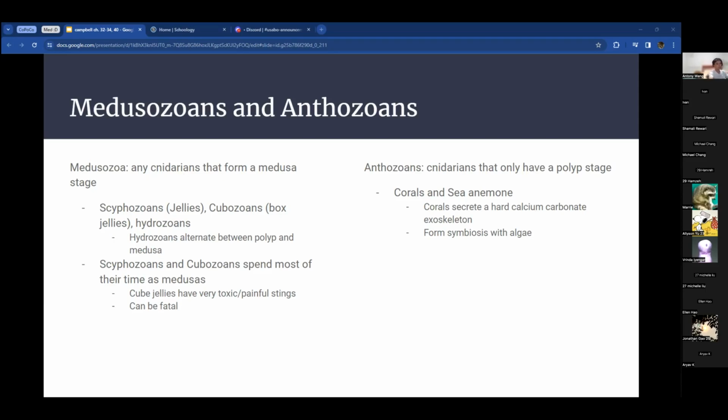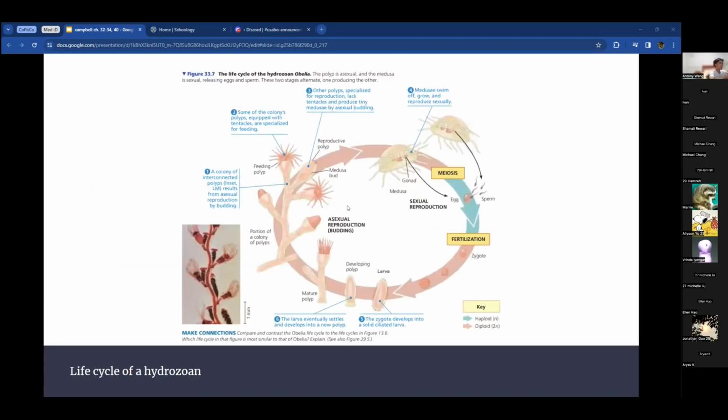Yeah. Here is the life cycle of a hydrozoan, which is the alternating medusozoan. As you can see here, you start off with a colony of polyps, some of which develop into a medusa. The medusas produce gametes. Gametes develop into more polyps. So it's like a circle, a cycle.